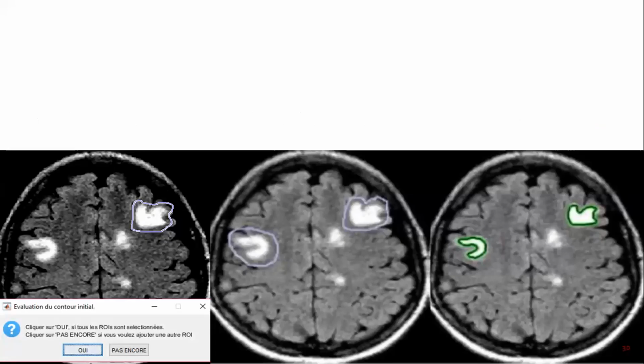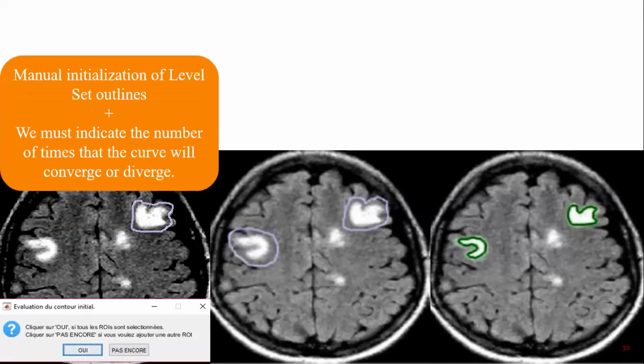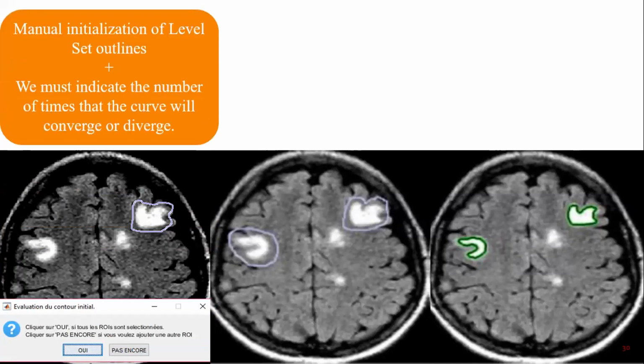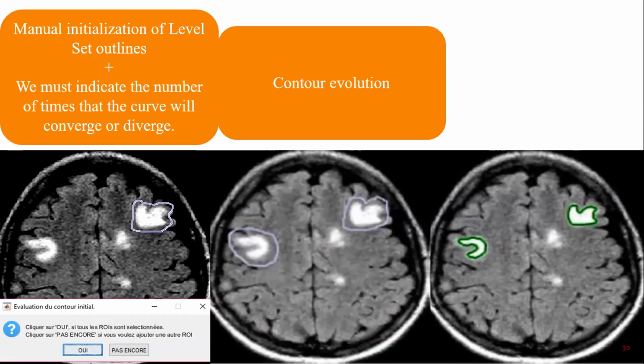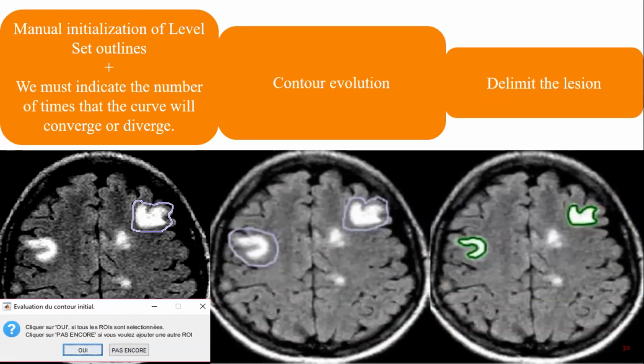This is for semi-automatic segmentation using the geodesic model. So first we will initialize manually the level set outlines, and we must indicate the number of times that the curve will evolve, by convergence or by divergence. Then the contour will evolve to where the limit is.